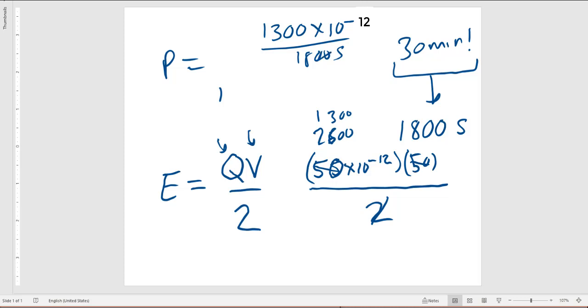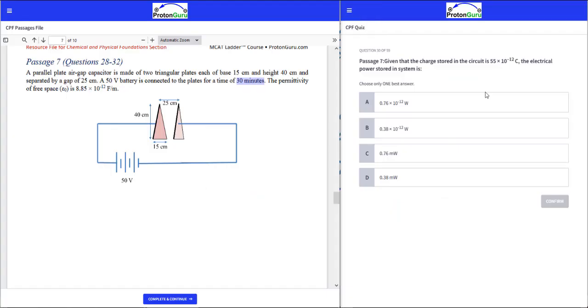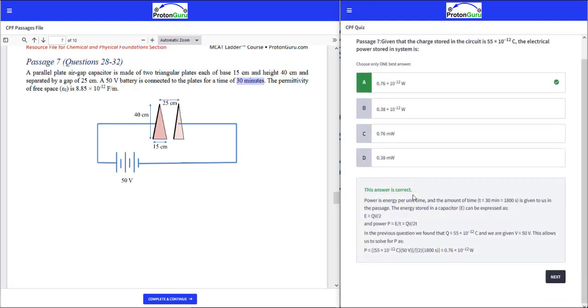So I can cross out the two zeros. 13 divided by 18 times 10 to the minus 12th. Look at these potential answer choices. I see that 0.76 times 10 to the minus 12th is pretty close to what I've got. 13/18 is around 3/4, which is about this answer. So I would have to guess that this would be the correct answer.